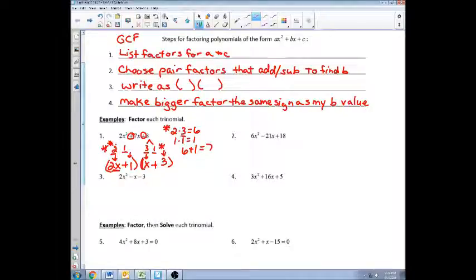The first step is to look and see if we have a GCF. Well, I have 6, 21, and 18. Are those all divisible by the same number? They are all divisible by 3. So my GCF in this case is going to be 3. So if I take out a 3, 6 divided by 3 is going to get me 2x squared. Negative 21 divided by 3 will get me negative 7x. 18 divided by 3 would get me positive 6.